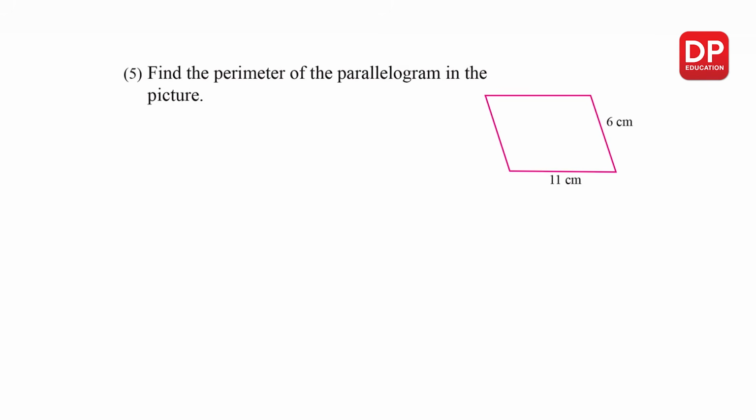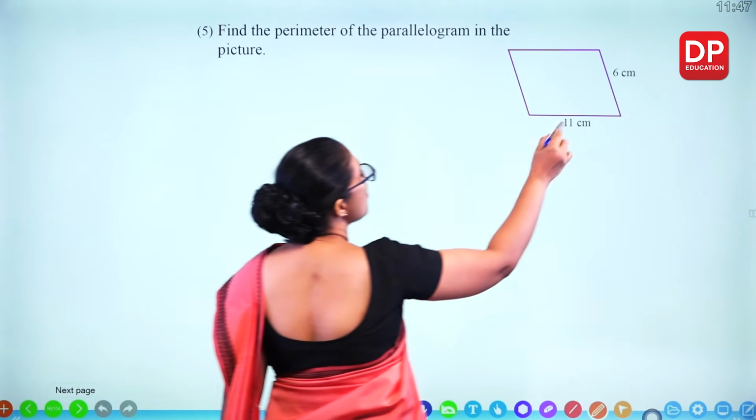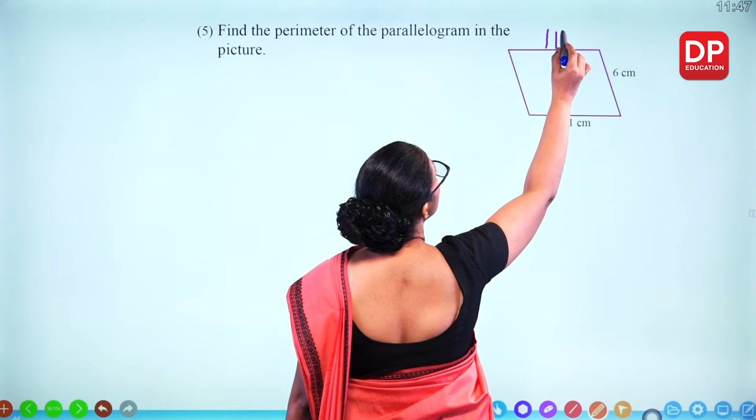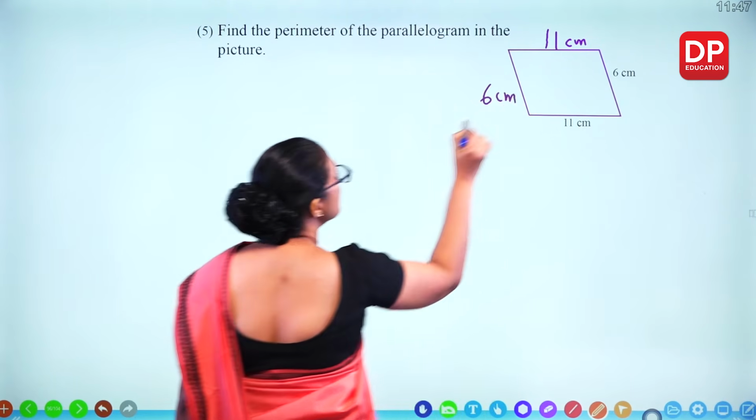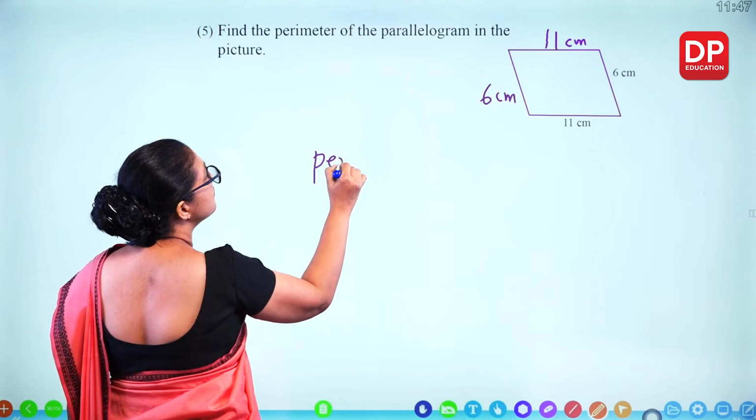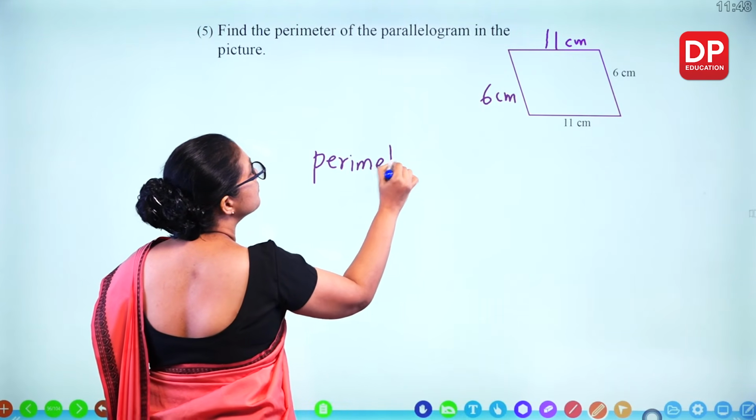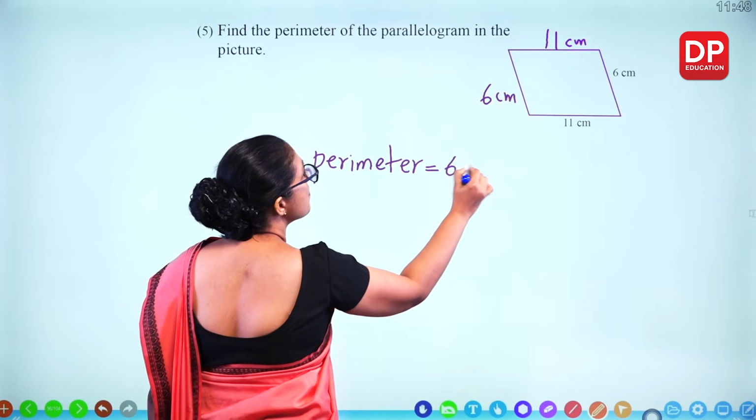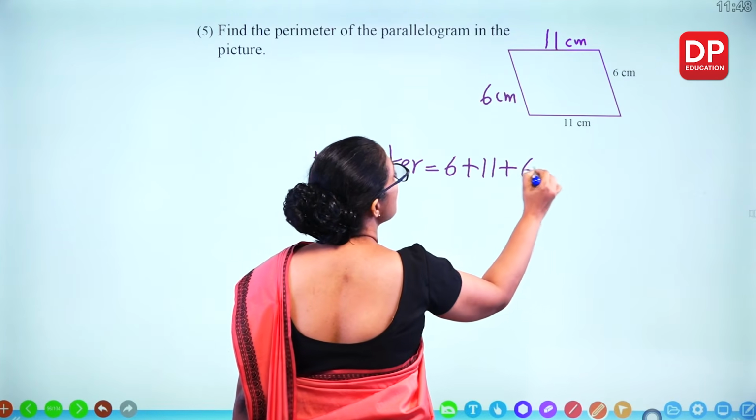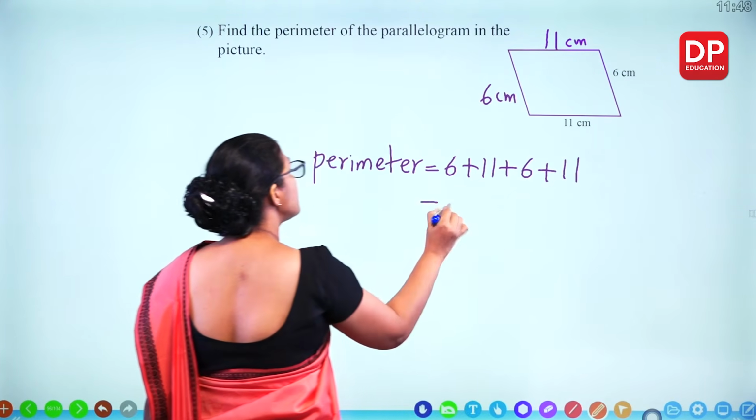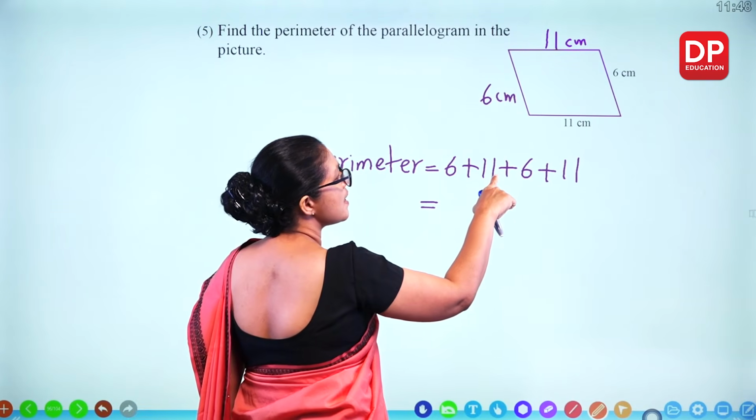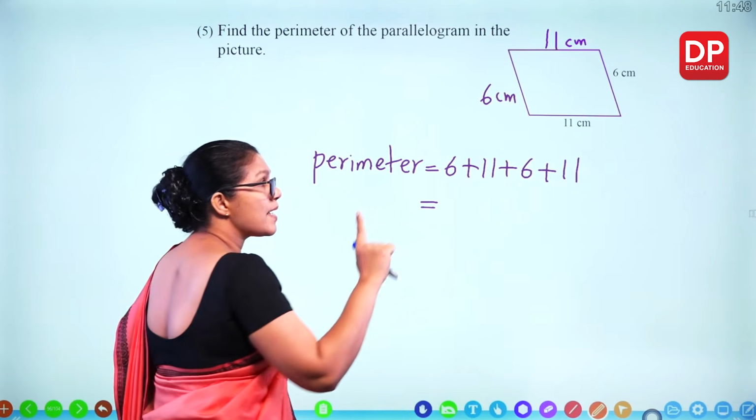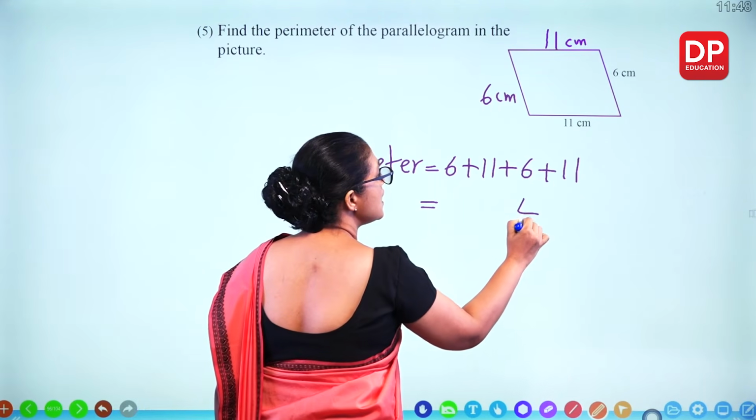Find the perimeter of the parallelogram in the picture. So parallelogram means opposite sides are equal. This is 11 and this is 6. So what's the perimeter? 6 plus 11 plus 6 plus 11. So add it. You get 6 plus 1, 7. 7 plus 1, 8. 8 plus 6, 14.